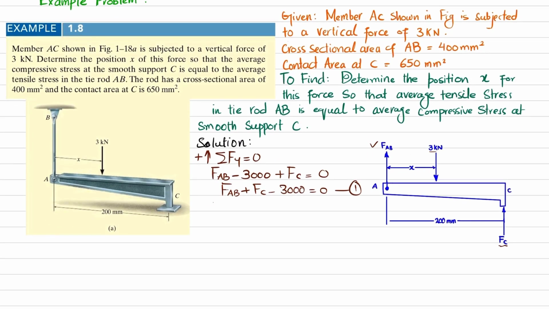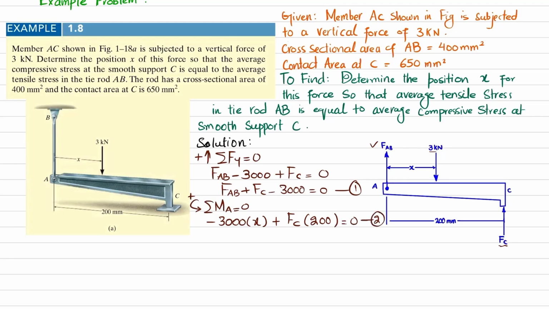Now we'll apply another equation of equilibrium, that the sum of all moments about point A is equal to 0, taking the counterclockwise moment as positive. So about point A, the first moment is due to this 3000 Newton force, and the perpendicular distance is X. It is producing clockwise moment, so it will be negative. So I can write minus 3000 multiplied by X. The second moment is due to this load, which is FC, and the perpendicular distance is this 200 millimeter, and it is producing counterclockwise moment, so it will be positive. So I can write plus FC times 200 millimeter is equal to 0, and this is your equation number 2.